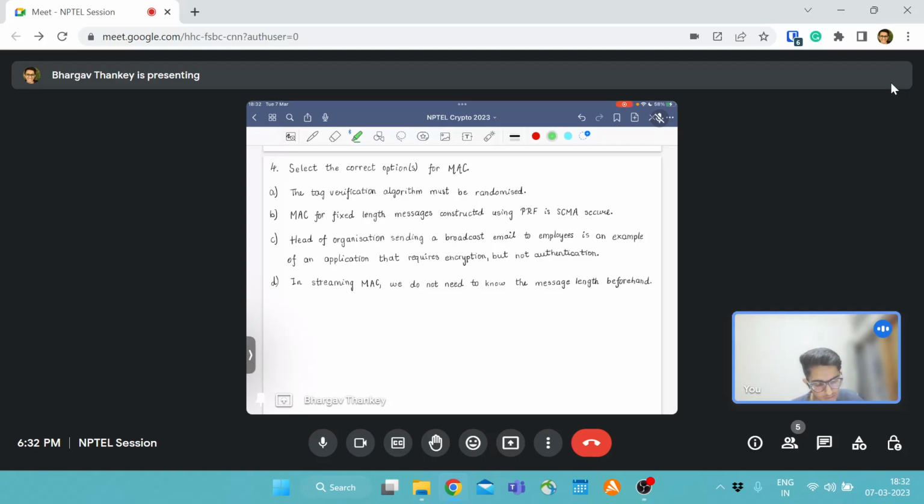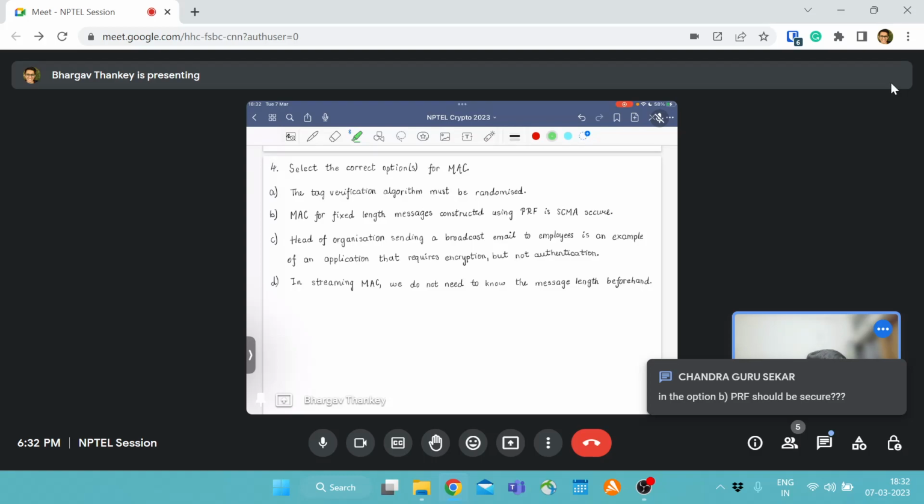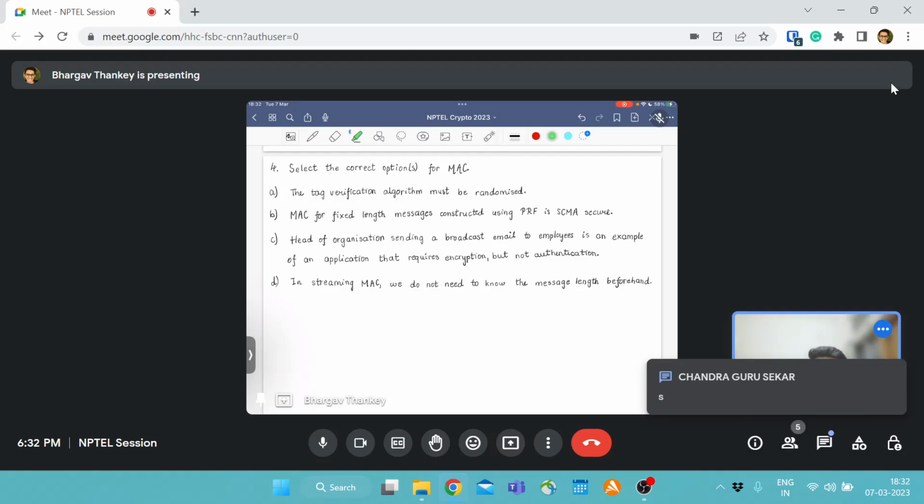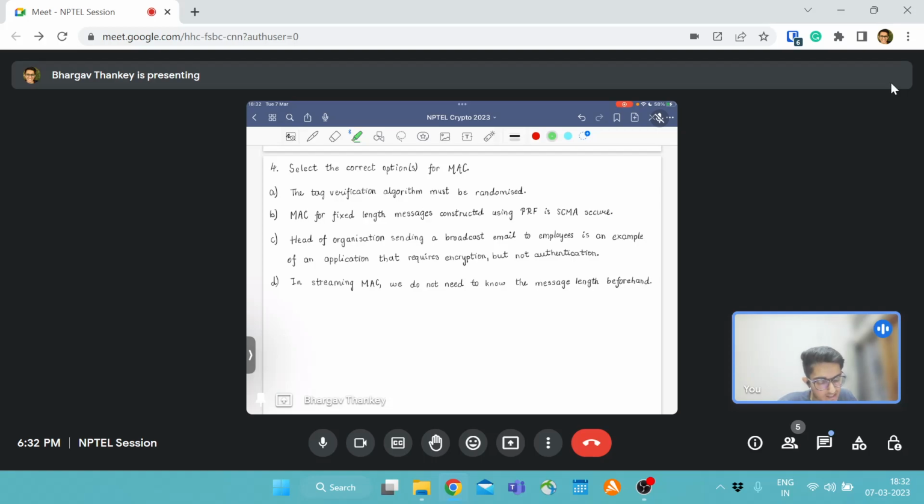Okay, so let's go over this option by option. The first is the tag verification algorithm must be randomized. Well, if the tag verification algorithm is randomized, then, yes, in option B, the PRF is secure. Secure PRF is sort of a misnomer, because how do we define the PRF? A PRF is by definition a function which is difficult to distinguish from a totally random function, right? So PRF and secure PRF are the same thing.